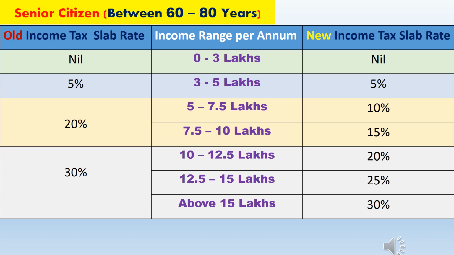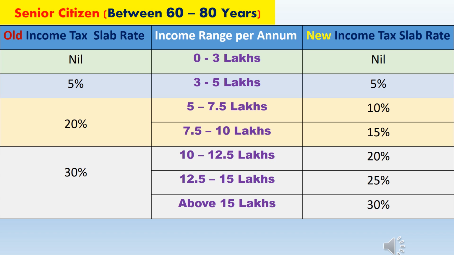For senior citizens, what is the tax rate according to the new income tax slab? We will see now. In your total income from 0 to 3 lakhs, you need not pay any tax. From 3 lakhs to 5 lakhs, for this amount 5% tax you have to pay. Next, for the amount between 5 lakhs to 7.5 lakhs, 10% tax you have to pay. Next, for the amount between 7.5 lakhs to 10 lakhs, 15% tax you have to pay.